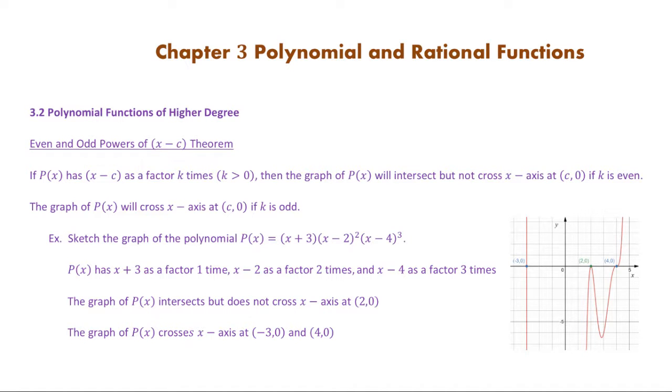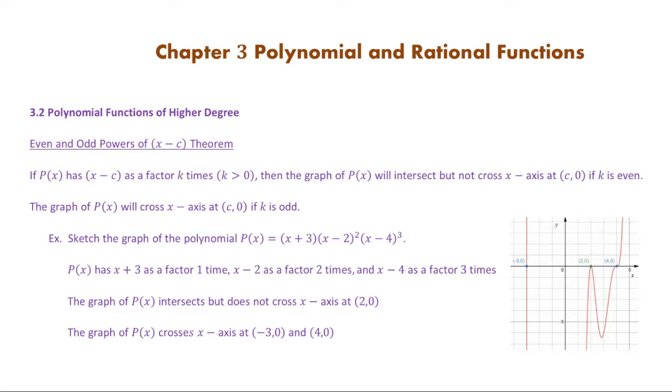So one of the solutions is x equal to 2. You got 3 solutions: negative 3, 2, and 4, right? So 2 is one of the solutions, or 2, 0 is an x-intercept of this curve. Because the power of x minus 2 is 2, that's even. According to the theorem, the graph will be tangent to the x-axis. It does not cross the x-axis, but it does have a tangent point with the x-axis at 2, 0.